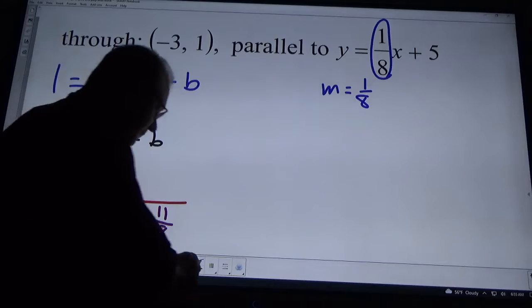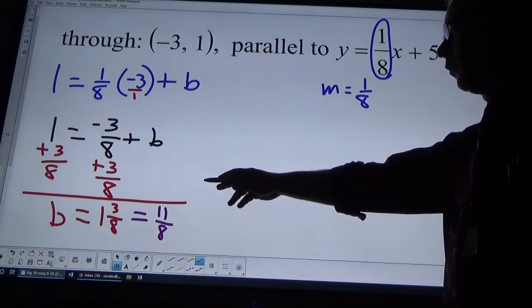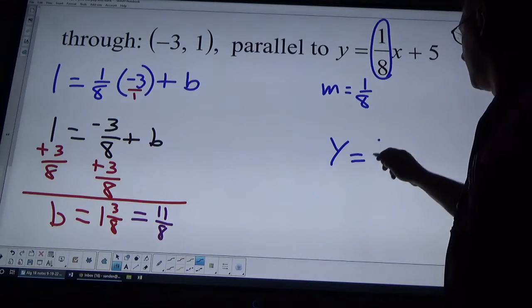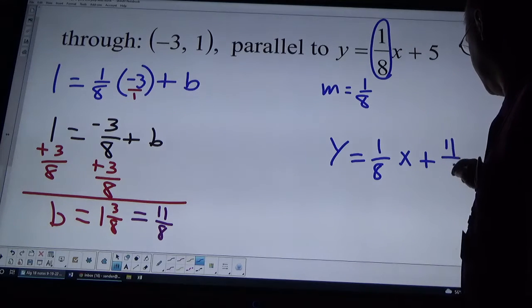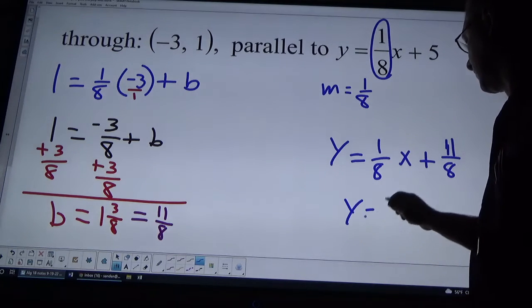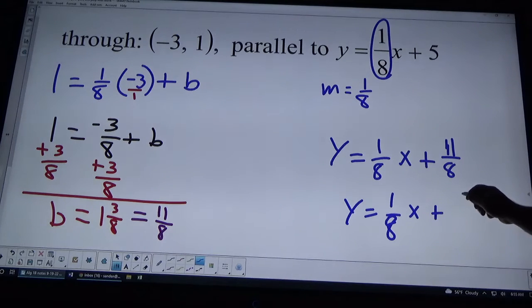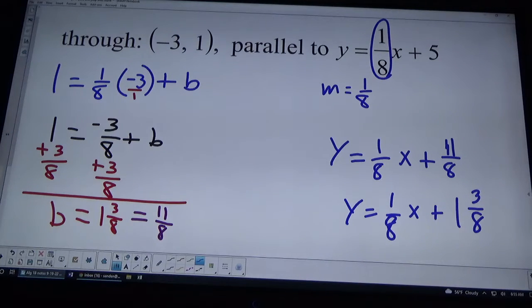Now that I have my slope and my y-intercept, I can either use 1 and 3/8 or 11/8, your choice. Y equals 1/8 x plus 11/8, or y equals 1/8 x plus 1 and 3/8, your choice. There you go. Moving on.